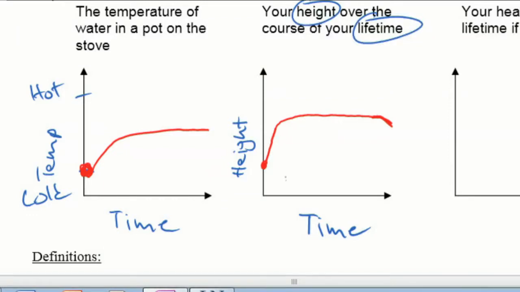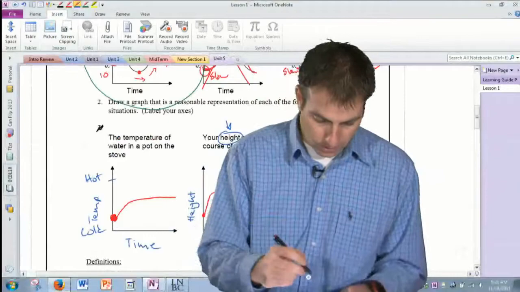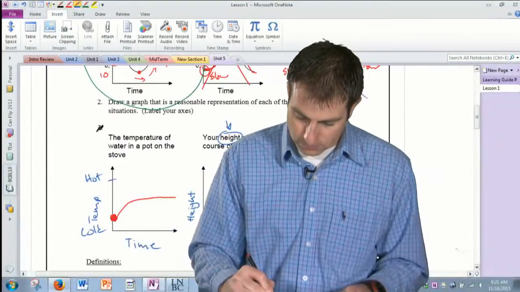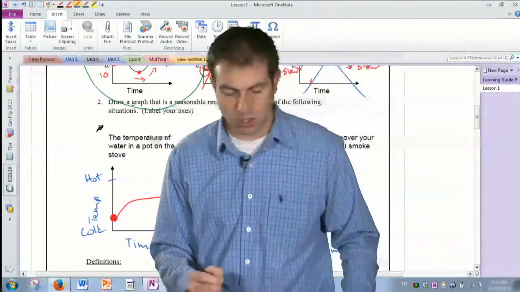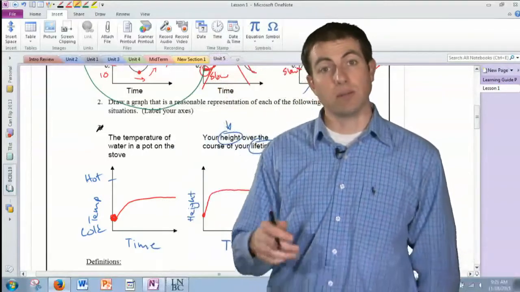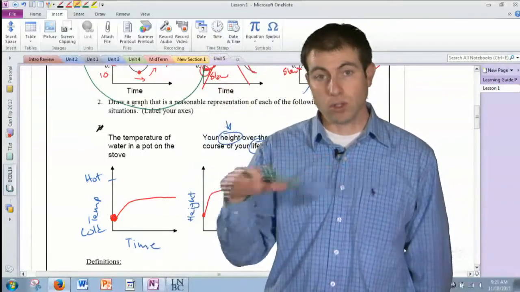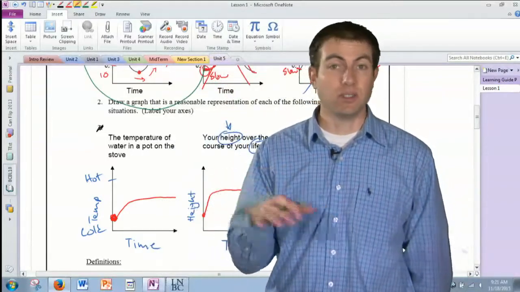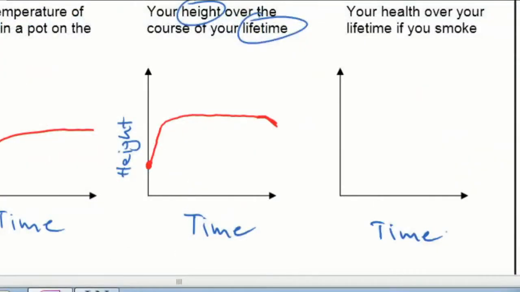Your health over your lifetime if you smoke. Okay, so again, this is over the lifetime, so I'm going to plot my horizontal axis as time. Generally speaking, it'll almost always be time. And then we're going to have health here now. So what do we think about our health?